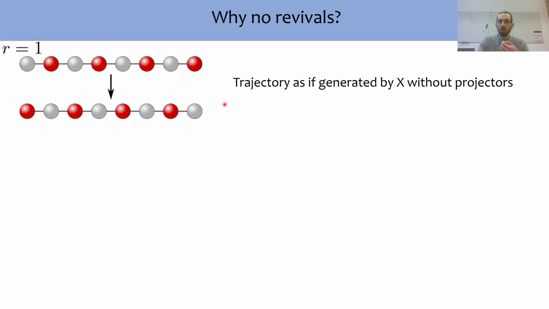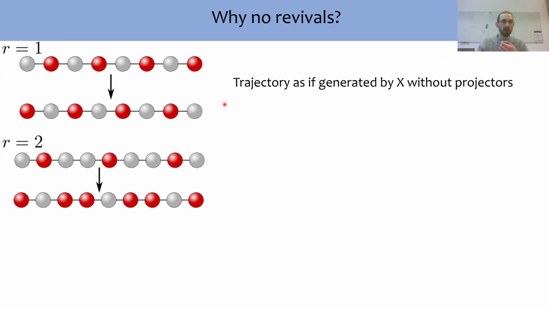Now, what about a higher blockade? I take blockade range 2 and my Z3 state. I put as many atoms as I can, leaving a gap of 2 between them. Now if my trajectory was without projectors, I would end up in this state, where every Rydberg atom is just flipped. But you see this is clearly forbidden. These two are forbidden. So now you cannot forget about the blockades. And so maybe you won't have revival because it doesn't behave like a non-interacting system.